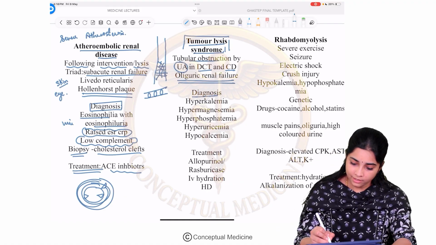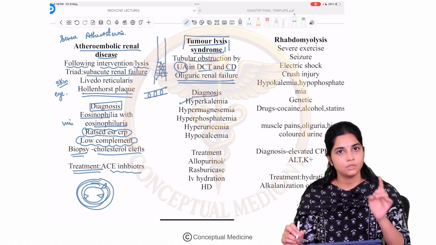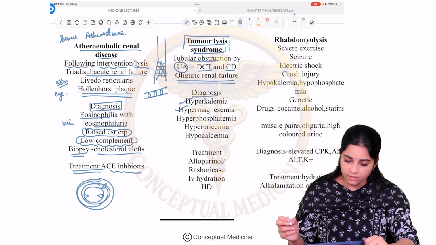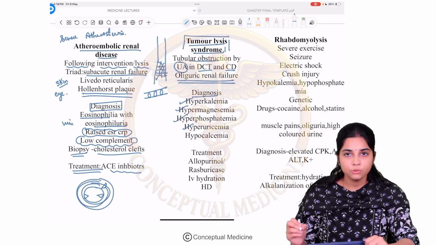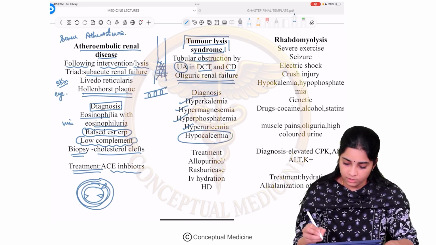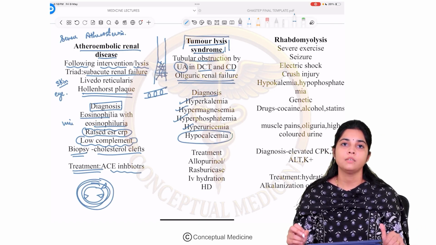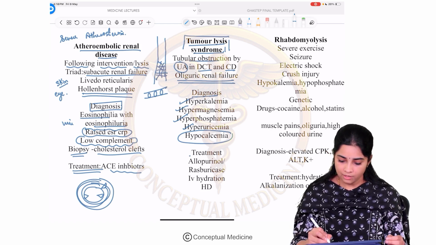So how do you diagnose it? There is hyperkalemia. All of it is hyper. There is only one thing that you have to remember, which is hypo. Okay, hyperkalemia, hypermagnesemia, hyperphosphatemia, hyperuricemia. Calcium is the only one which is hypocalcemia. So the only one which is hypocalcemia is your calcium, right? It's hypo.